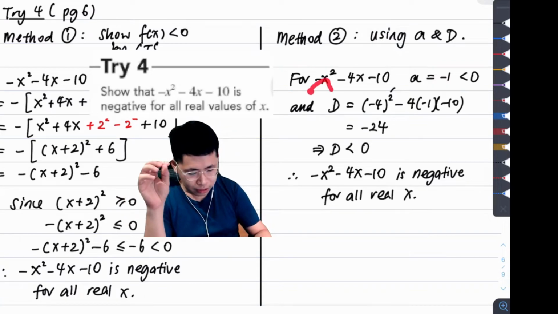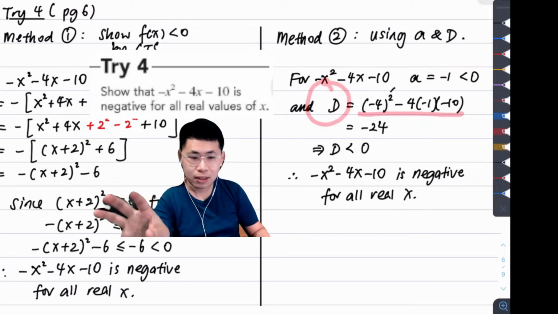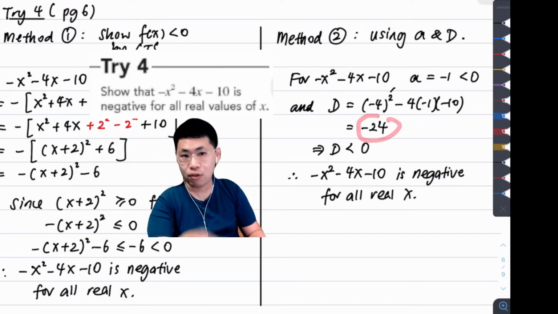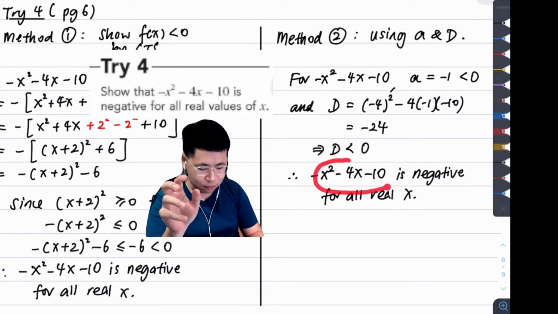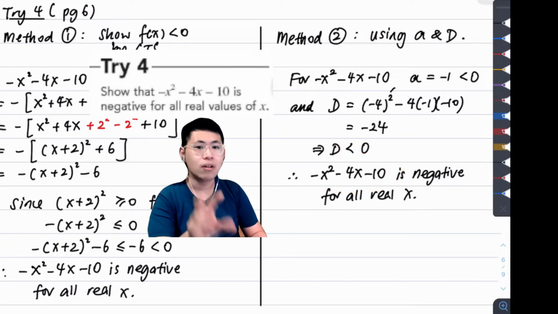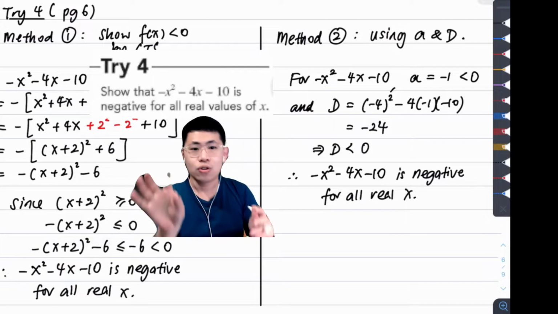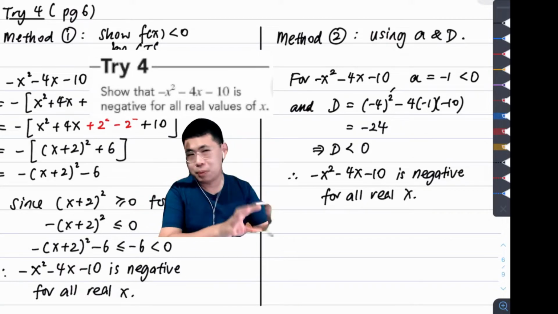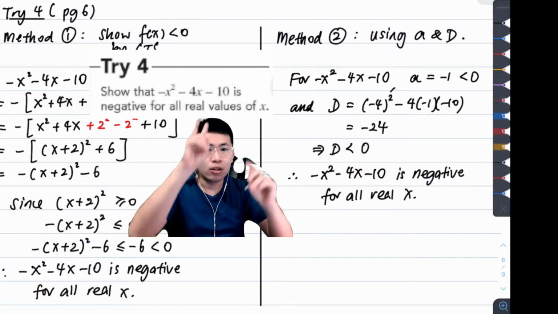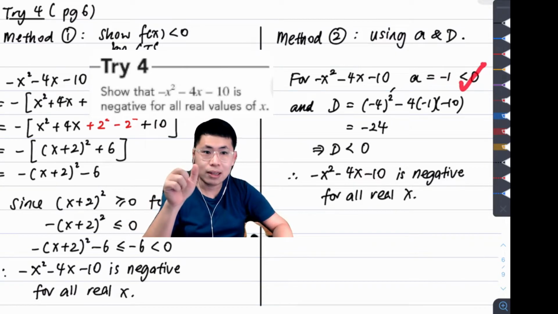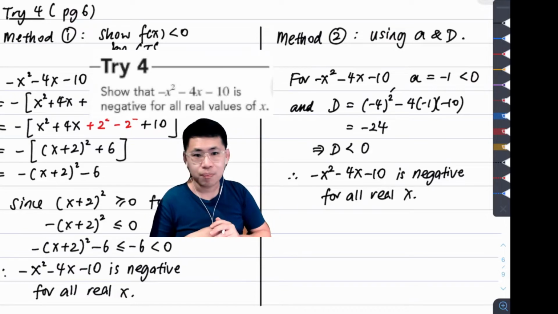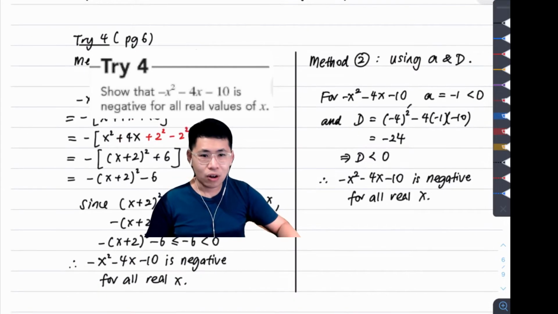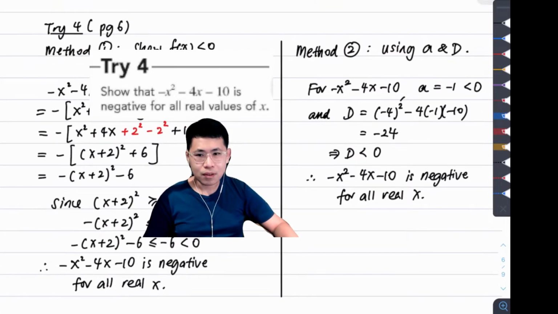For the discriminant, let's calculate it. You find that it is actually negative 24, and negative 24 is less than 0. So this function is going to be negative for all real values of x. This will be our conclusion, because it hits condition number 1 and condition number 2 for it to be always negative. So based on our working over here, I will let you judge.